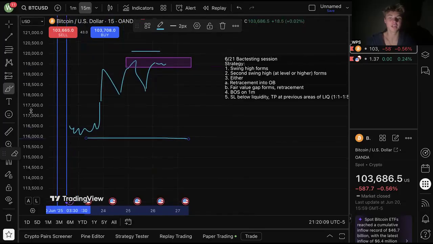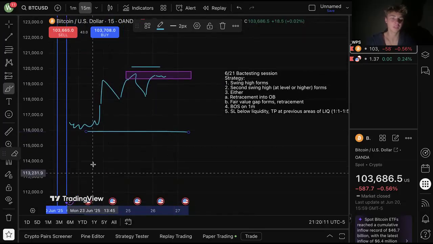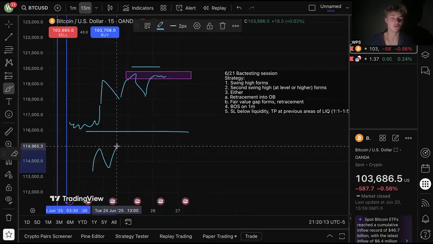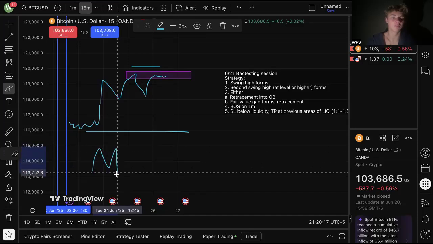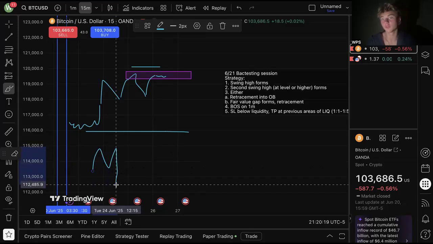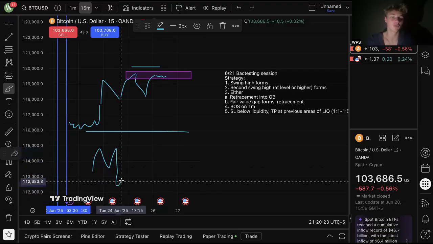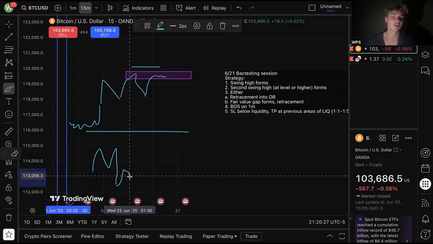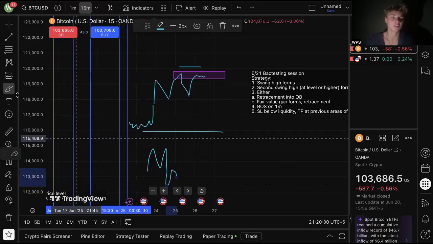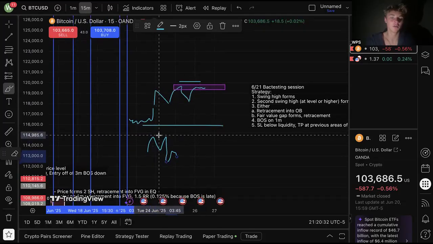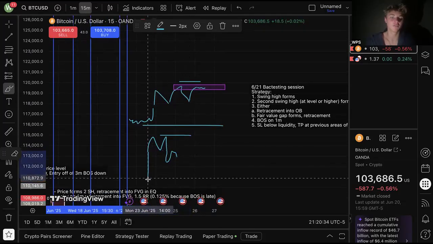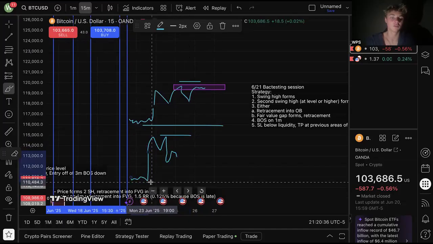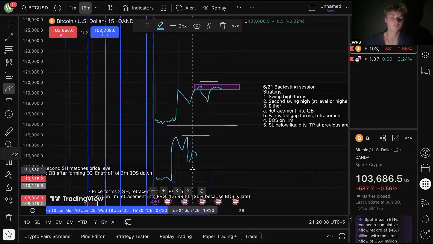So either we wait for that to happen or we wait for the same thing to happen with the two swing highs, but then price moves so starkly in the opposite direction that we really have no time to retrace, or we really can't retrace into an order block. So we just wait for price to retrace into this fair value gap, break of structure down on the 1 minute. We set our stop loss again above here and our take profit at whatever the previous area of liquidity was, which would be down here.